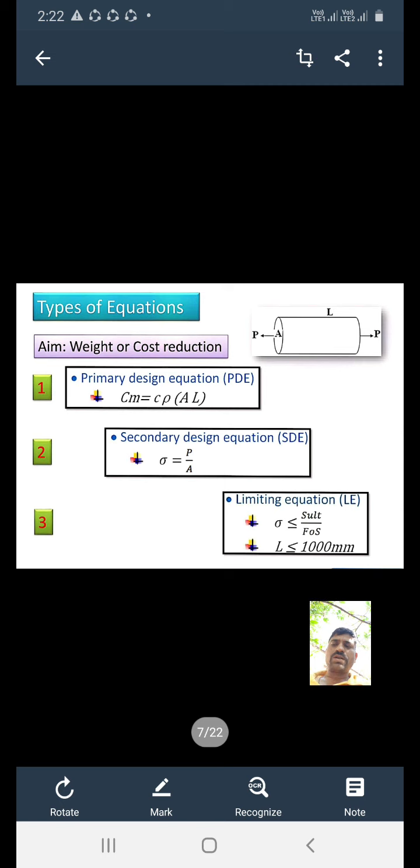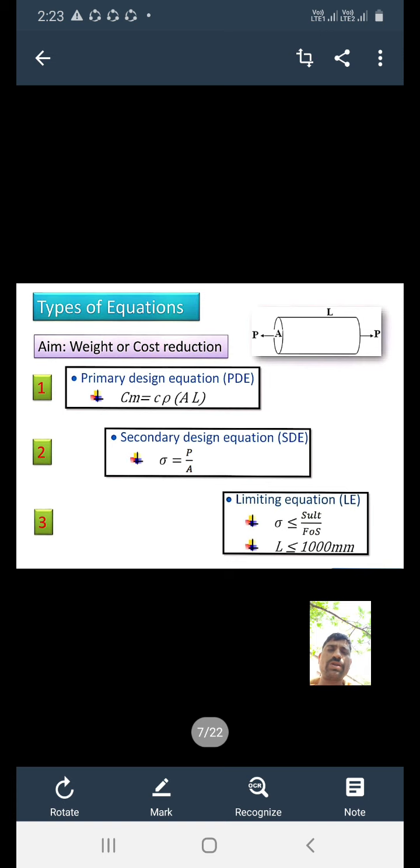Various parameters have certain ranges which are expressed by simple mathematical limit equations. For example, the limitation in stress is imposed by the strength of the material. I have written here sigma is less than or equal to Sut divided by factor of safety, or length is less than or equal to 1000 mm. This is the constraint, or the limiting equation. Limits on the geometry are imposed by certain functional requirements or space constraints.